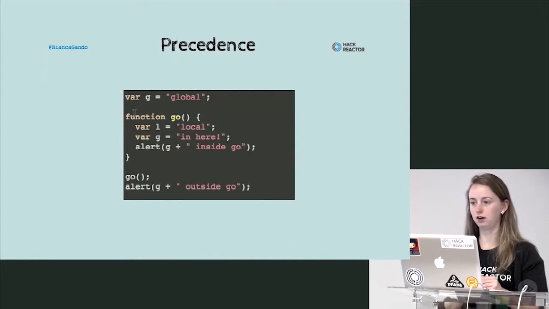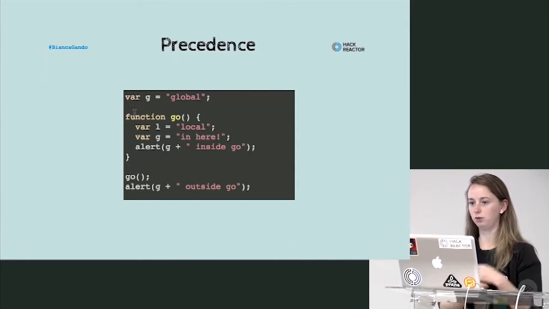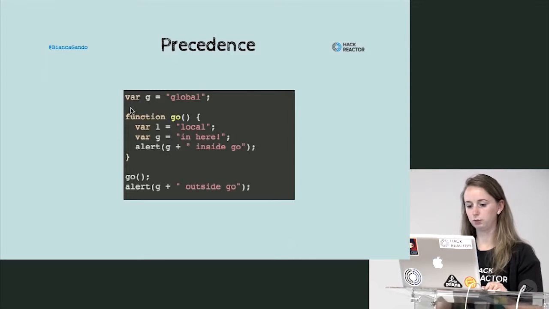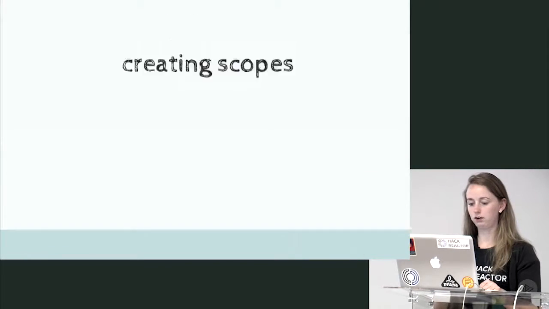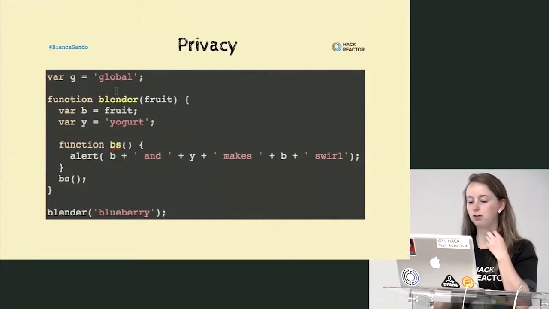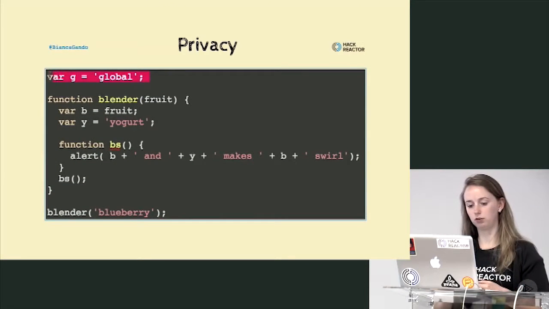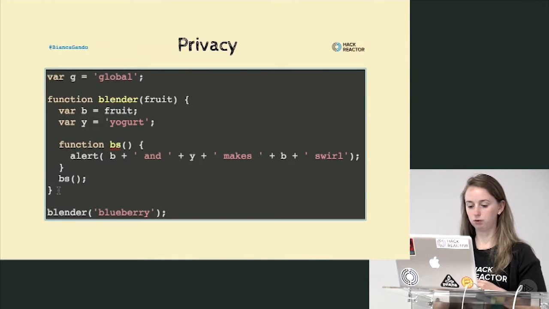I like to play this game where we go around the room and we pretend that we're the JavaScript interpreter and we say what line we start in. So for example, if I was going to do this previous example, I would say: okay, I'm a JavaScript interpreter. I just created a variable G. I stored the string global. Then I would see the blender. I would skip over the blender. I would store this in memory. Skip over the blender. Then I would go down to this invocation where I would call it with blueberry.